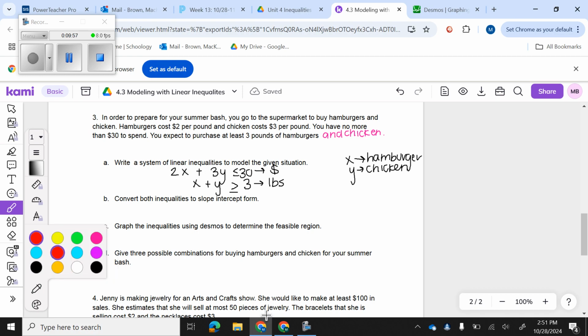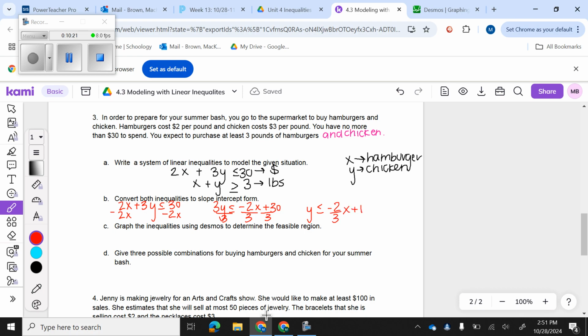Now I'm going to get these both in slope-intercept form, which means I need to get this y by itself. So I'm going to start by subtracting 2x from both sides here. I'm going to end up with 3y is less than or equal to negative 2x plus 30. I'm going to divide both sides by 3, and I'm going to get y is less than or equal to negative 2 over 3x plus 10. Okay, so that is my inequality about money.